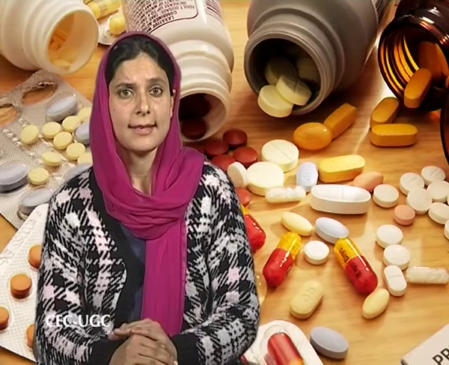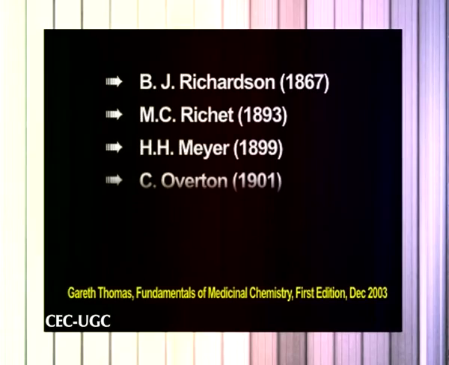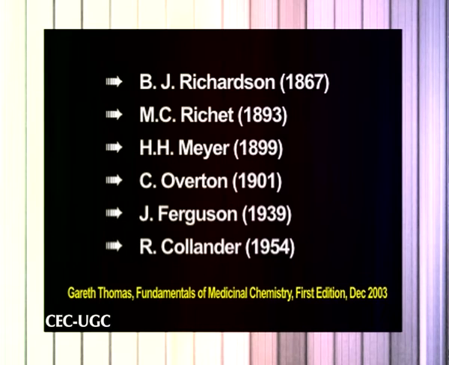Hansch analysis is based on the attempts made by earlier workers, notably Richardson, Richet, Meyer, Overton, Ferguson and Collander. Hansch and co-workers in the early 1960s proposed a multi-parameter approach to the problem based on the lipophilicity of the drug and the electronic and steric influences of the groups found in its structure.